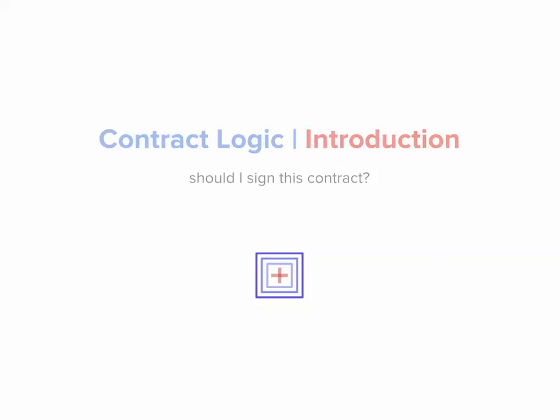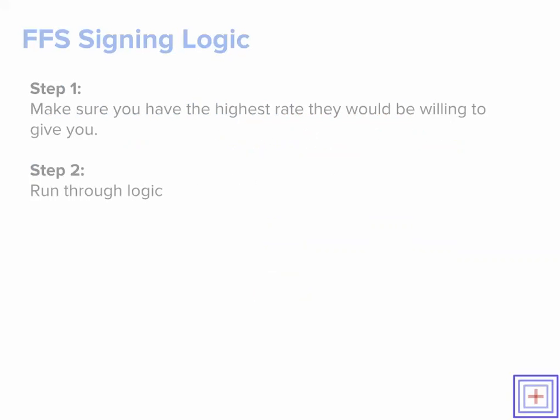Alright, so in this video we're going to be going over contract logic, essentially trying to help you understand should I sign this contract. So here this will be for a fee-for-service contract, and this is also for a provider group that has capitated contracts. So depending on your situation, the type of contracts you have available, your logic will change. So it's important to make sure you develop logic specific to your needs.